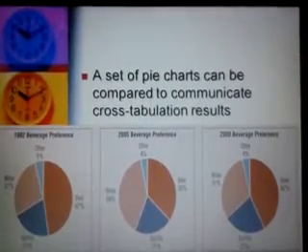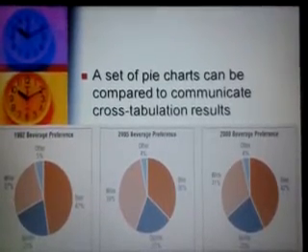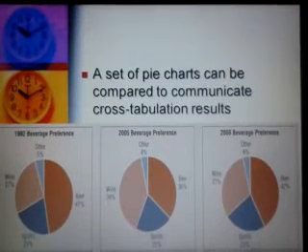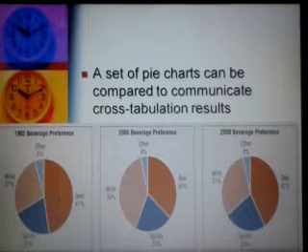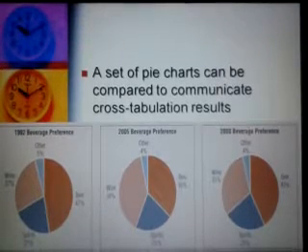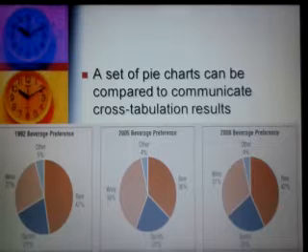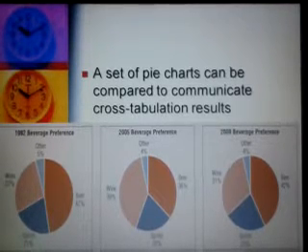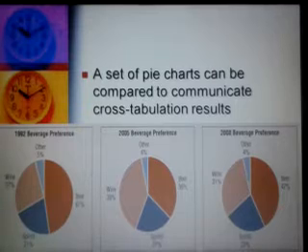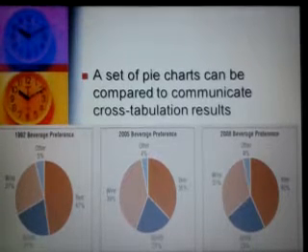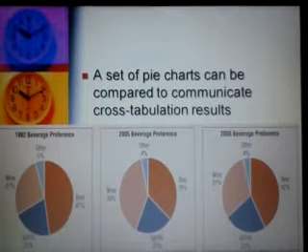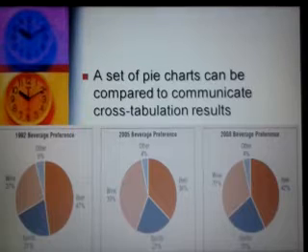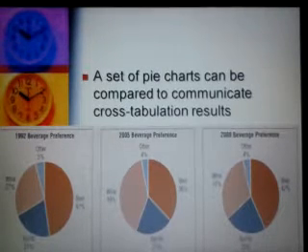A set of pie charts can be compared to communicate cross tabulation results. As I had discussed earlier, in cross tabulation we compare the frequency or percentage of different groups or subgroups simultaneously. So if we want to see the frequency distribution or percentage distribution of different types of subgroups simultaneously, we can use different pie charts. Those pie charts can be compared to see the composition of different groups or subgroups simultaneously.